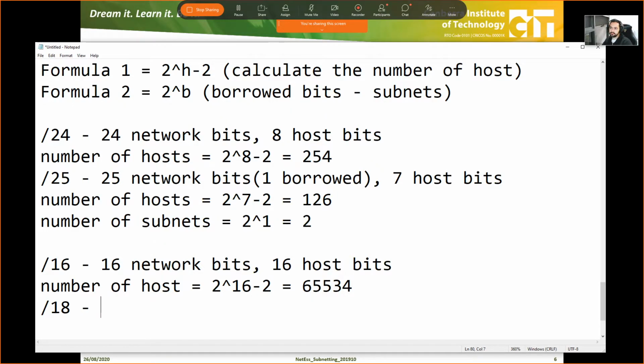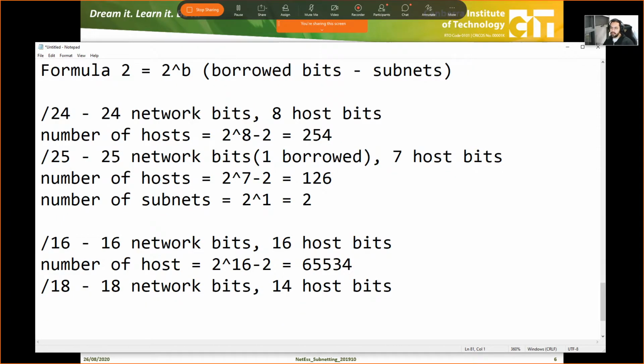So here would be 18 network bits and 14 host bits. 2 to the power of 14 minus 2. That's 16,382.